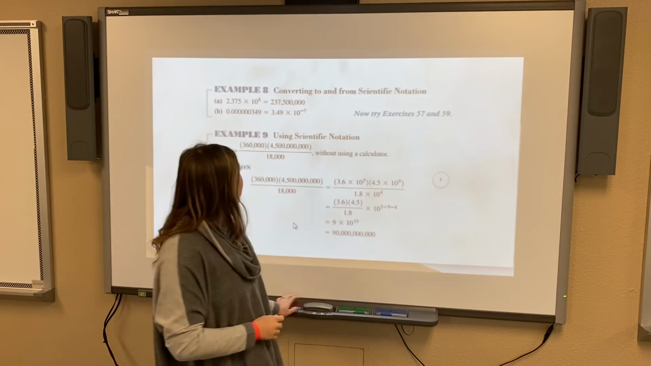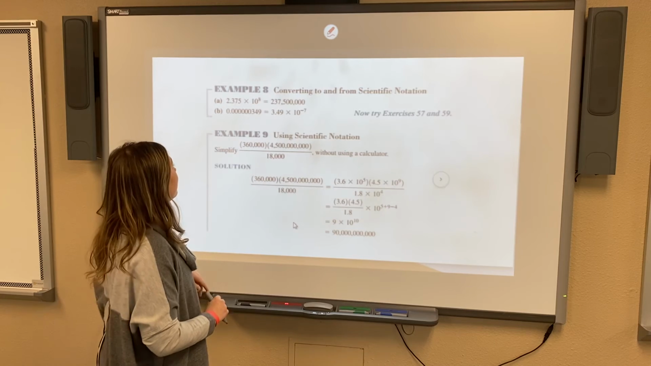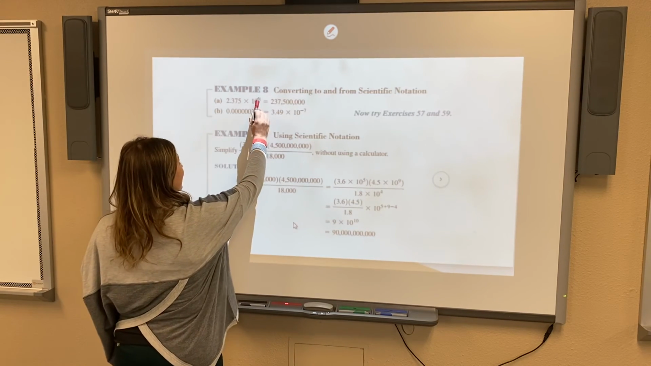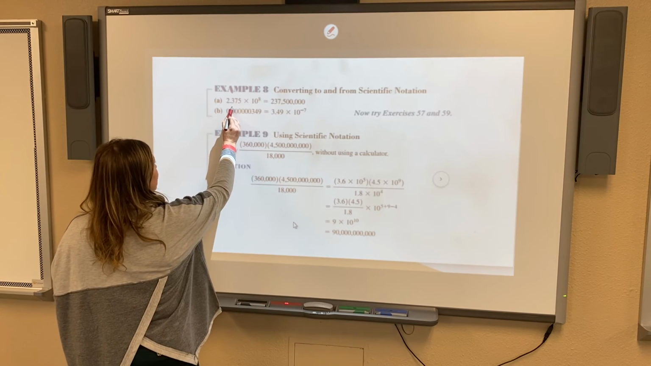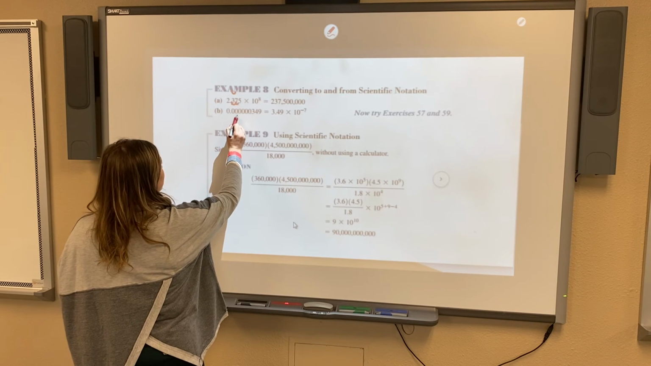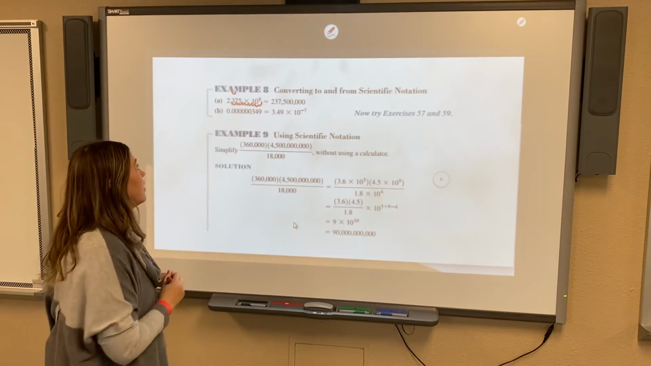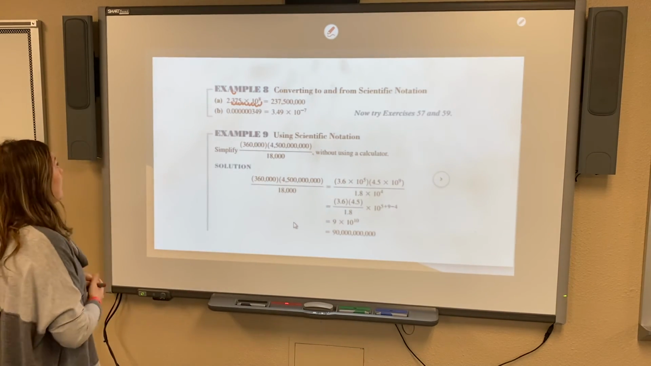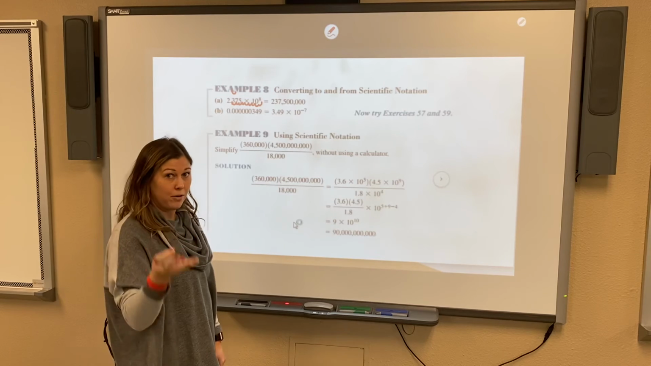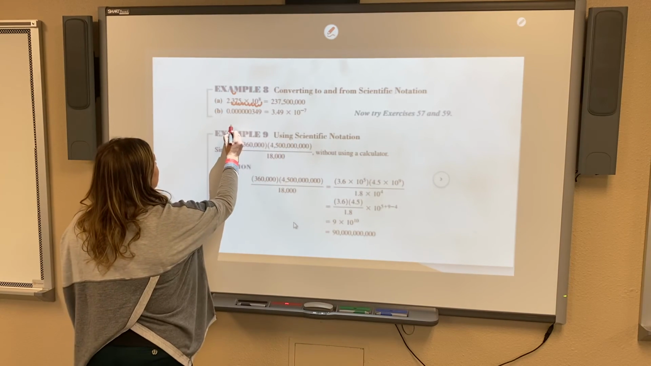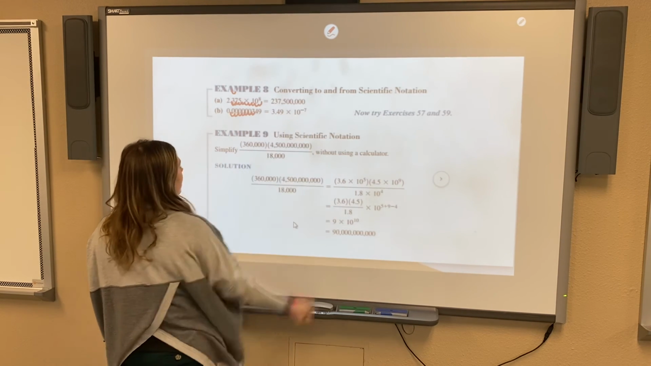Now we have converting to and from scientific notation. Here we have 2.375 times 10 to the 8th power. This 8 is positive, so that tells me it's going to be a big number. All we do is take our decimal and move it 8 places: 1, 2, 3, 4, 5, 6, 7, 8, and we put a 0 in for each place. That's 237,500,000. And then for B, we have a small number, so that gives us a negative exponent. We count 1, 2, 3, 4, 5, 6, 7, so we get our negative 7.